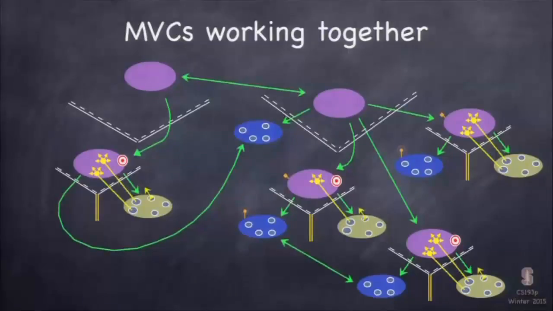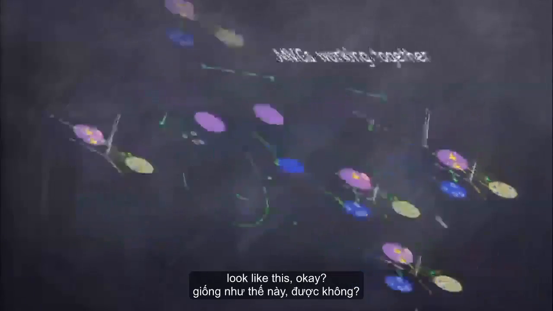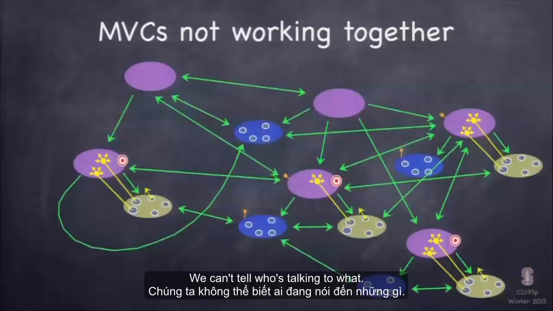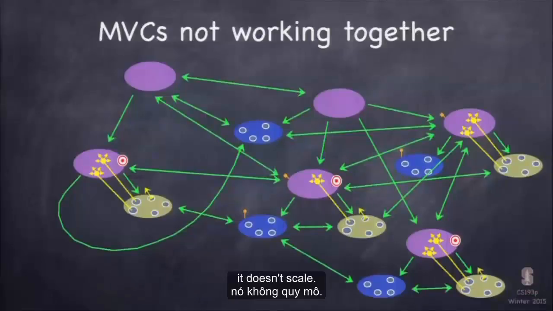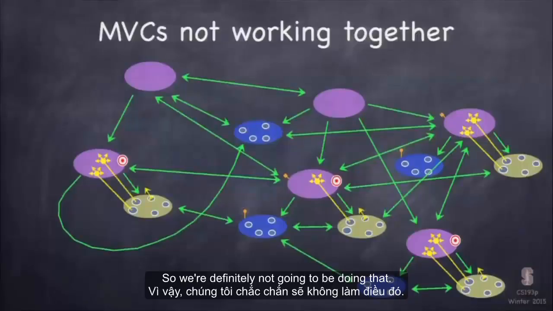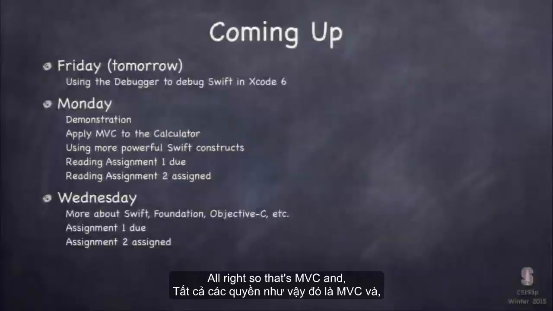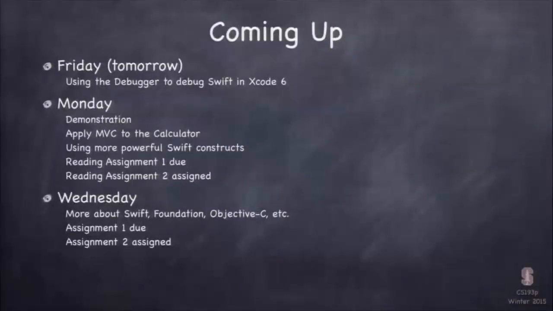Any questions about that? So we definitely don't want to be having designs that look like this. Okay? Where everybody's talking to everybody, we can't tell who's talking to what. It's just impossible to debug a program like this, and it doesn't scale. You can't build really big programs this way. It just becomes impossible to know how touching anything would break everything, right? So we're definitely not going to be doing that. All right, so that's MVC, and like I said, on Monday we'll apply MVC to our calculator.